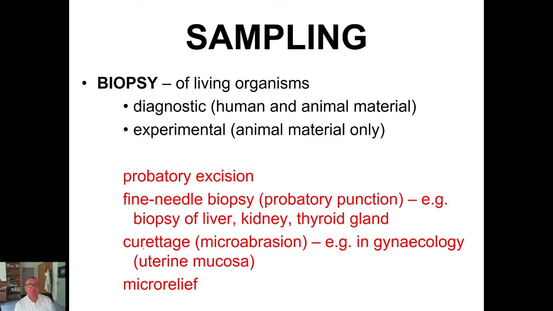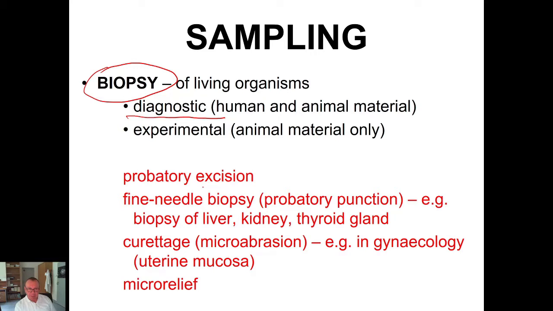We are beginning with sampling. Sampling of a specimen can be from living organisms. It is the so-called biopsy. You probably know this work. And this biopsy is mostly diagnostic. Diagnostic biopsies are made in surgeries and other departments, and these specimens are then sent to pathological and histological laboratories, then processed and evaluated to say something about the diagnosis of our patient.